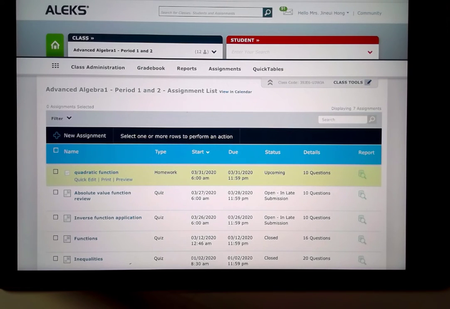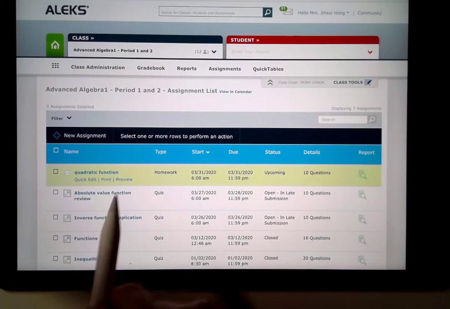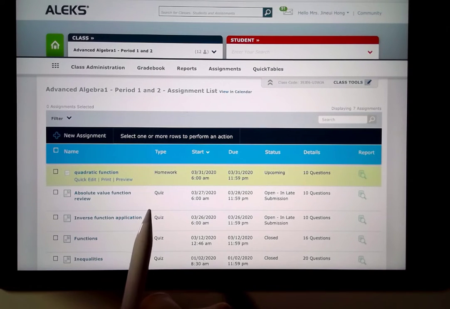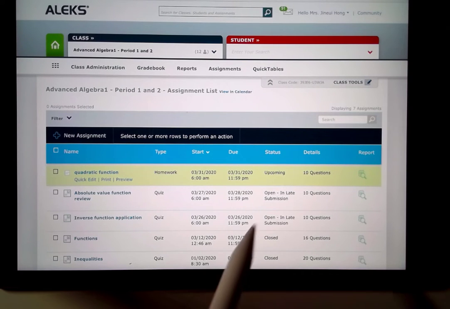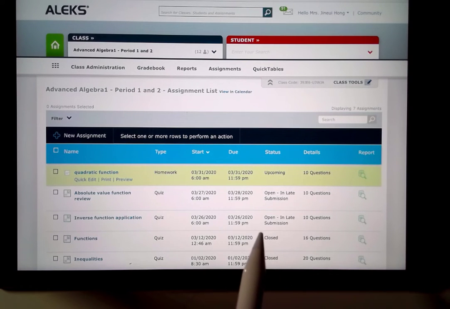Alright, so yesterday, you submitted do now, like almost everyone. And also your absolute value function review, the quiz. Yeah, right? So this quiz, that one was pretty good. So I'm so proud of you guys. And today I'm gonna go over yesterday's lesson a little more on Alex, and also let's graph quadratic functions.